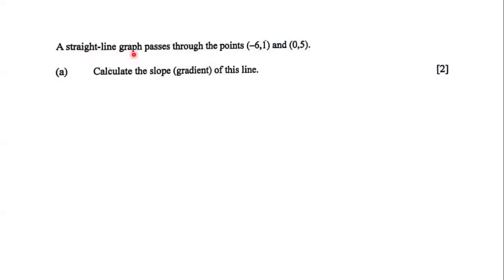A straight line graph passes through the points (-6, 1) and (0, 5). Calculate the slope or gradient of this line. Now the slope or gradient is given by the formula (y2 minus y1) all over (x2 minus x1). And so this is the formula for the slope or the gradient.